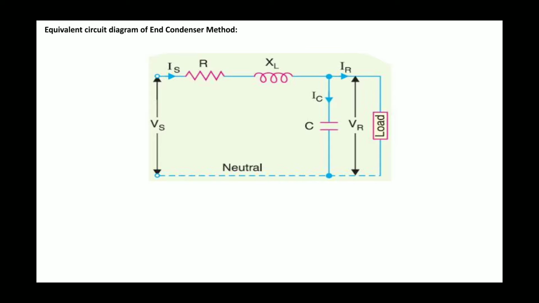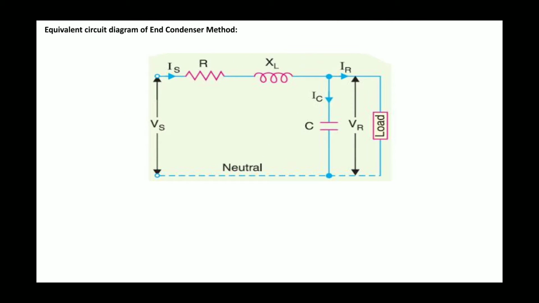In this method, VR is the receiving end voltage, Vs is the sending end voltage, R, XL, C are the line parameters, cos phi R is the receiving end power factor, cos phi S is the sending end power factor, Is is the sending end current, and IR is the receiving end current. This is the circuit diagram of the end condenser method. In the exam, they always ask to draw the circuit diagram of the end condenser method for 2 marks.